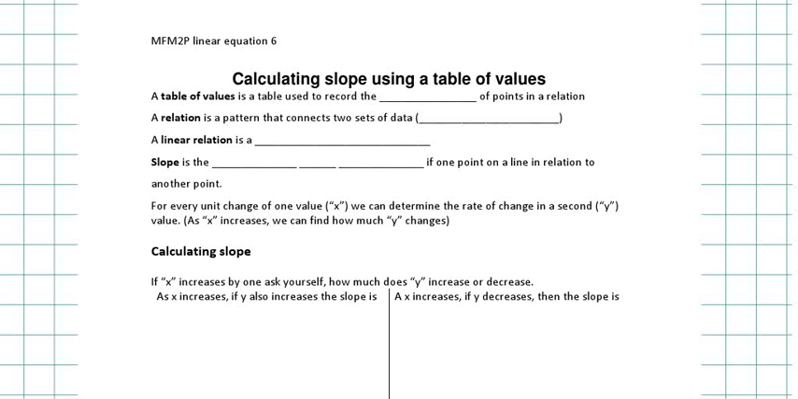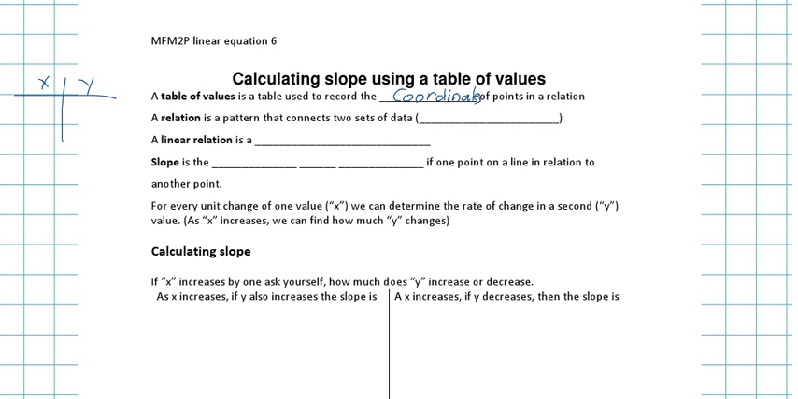So in a table of values, we have x and y. What we've seen before is x in the middle, your equation that you fill out to get your y. Okay. So a table of values is a table used to record the coordinates of points in a relation.